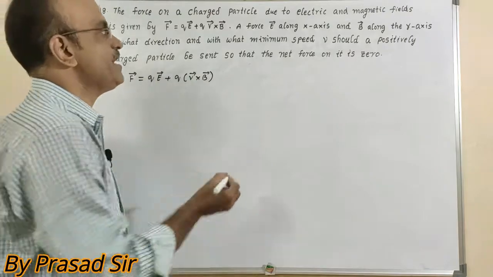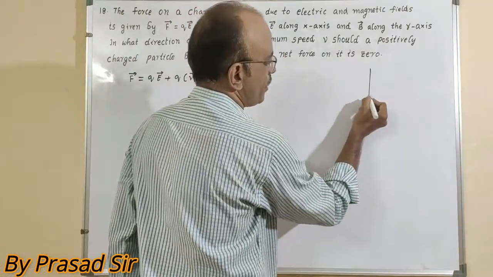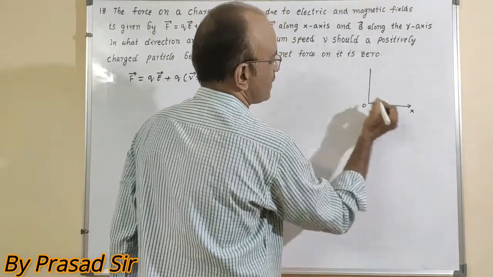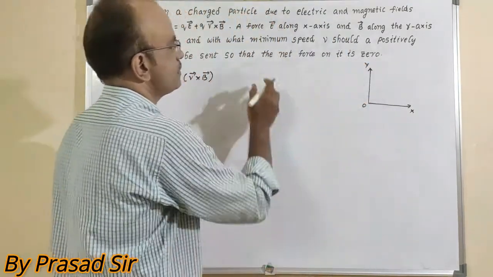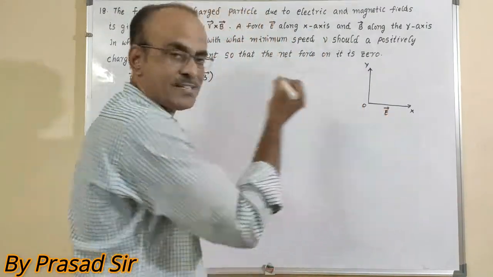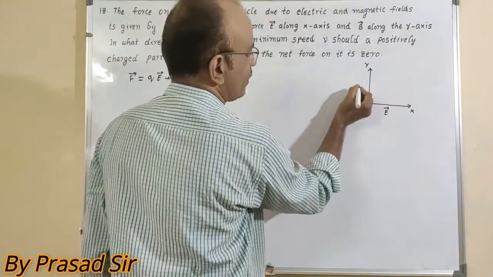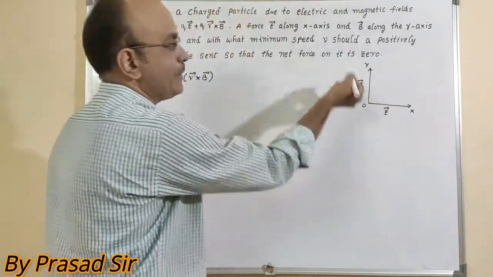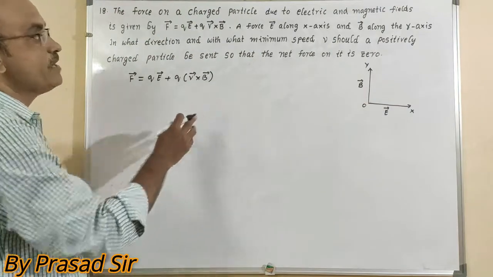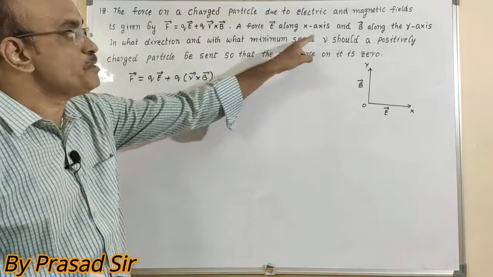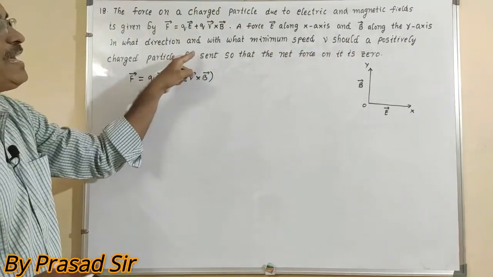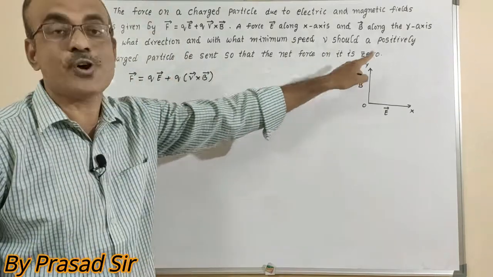And one thing to remember, here I am drawing one diagram. Here is the origin O, the x-axis and the y-axis. The E vector is along the x-axis, so the electric field is along the x-axis, and the B vector, that is the magnetic field, is along the y-axis. Now this is the Lorentz force. Here the minimum speed V with which a positively charged particle should be sent, in what direction, such that the net force on it is 0.